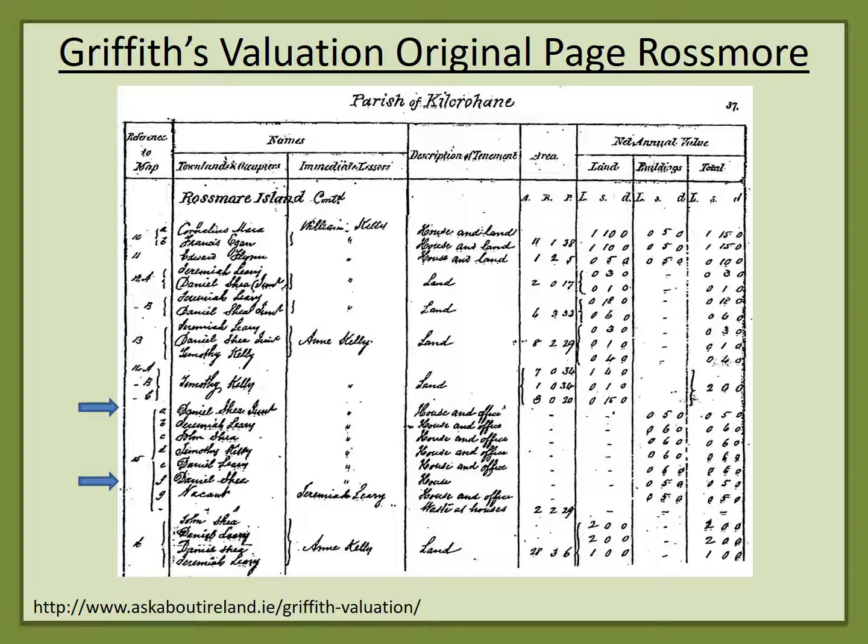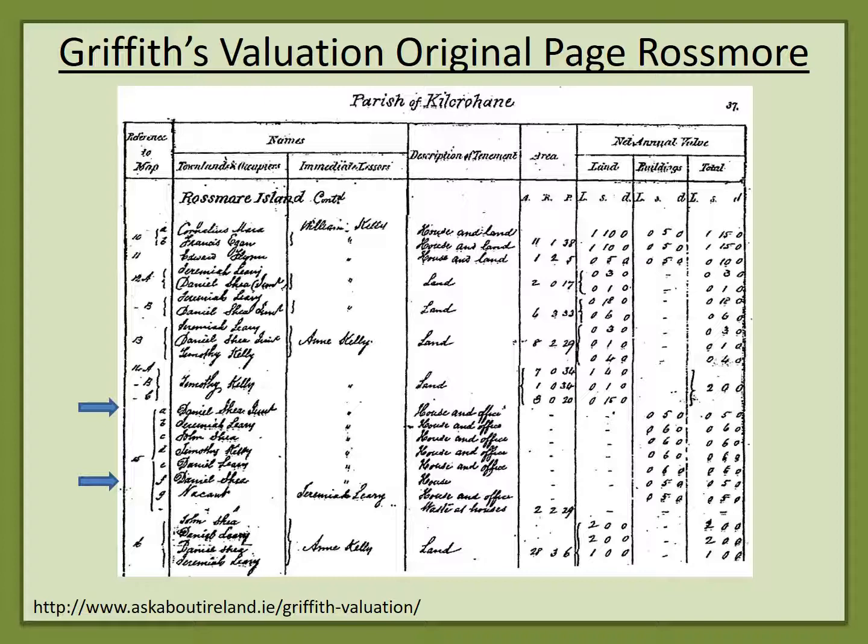Column 4 is a description of the tenement, which could include house, land, and office, where office implies another structure other than a house. The next column is area, and it's given in acres, rods, and perches. And the last 3 columns are the land, buildings, and the total value of the land in pounds, shillings, and pence. As we see in the occupiers column, there are multiple entries for Daniel Shea, both junior and senior.